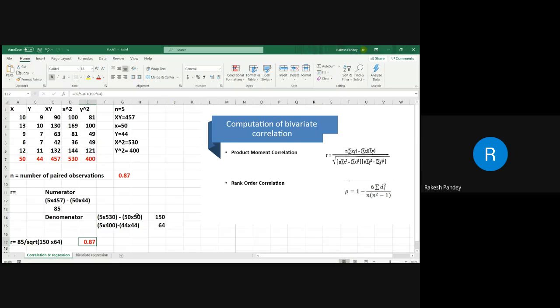Any question or any query? This is the calculation of product moment correlation.